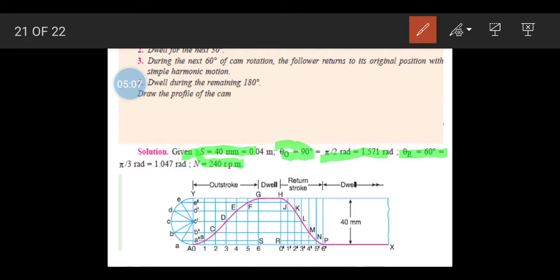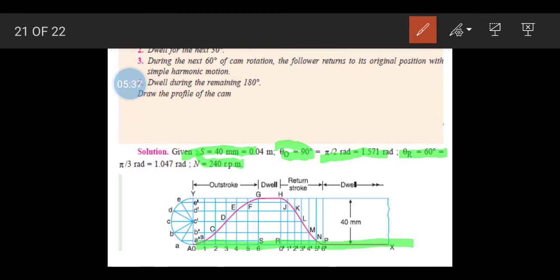This is the displacement diagram. Let's see how we can construct it. We have to take a scale. Let's say we take 1 centimeter equals 20 degrees. So from point A to point X, the total distance will be 18 centimeters, that is for 360 degrees.